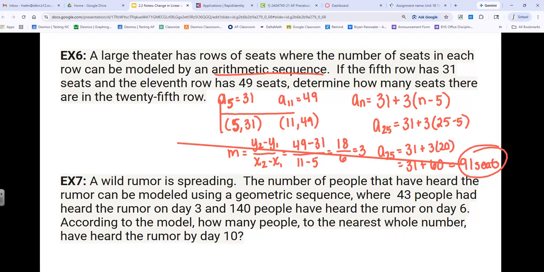A wild rumor is spreading. The number of people that have heard the rumor can be modeled using a geometric sequence, where 43 people had heard the rumor on day 3. So G sub 3 equals 43, or we can think of that as the point 3, 43. And on day 6, 140 people have heard the rumor. So G sub 6 equals 140. So we've got 6, 140.